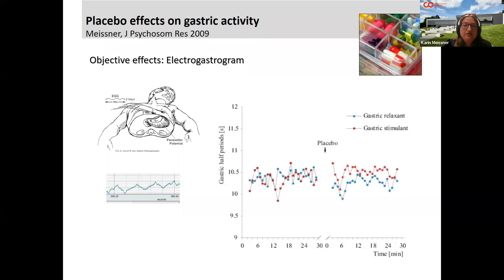And we looked at the changes before and after placebo administration in the 3 conditions, and could show that there was a significant difference in the frequency of the gastric slow wave between the condition gastric relaxant and gastric stimulant. And the neutral condition, the placebo condition, was just in between. I omitted it here because otherwise you wouldn't see anything. And this was also significant. And this shows that the verbal suggestions even induced changes at the level of the autonomic nervous system, which also supplies gastric activity.